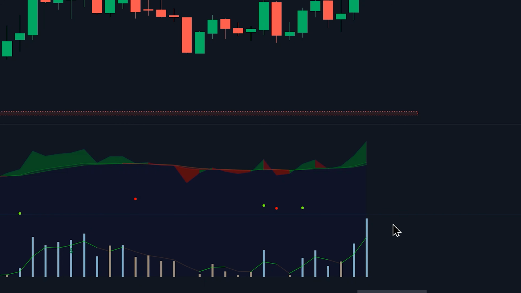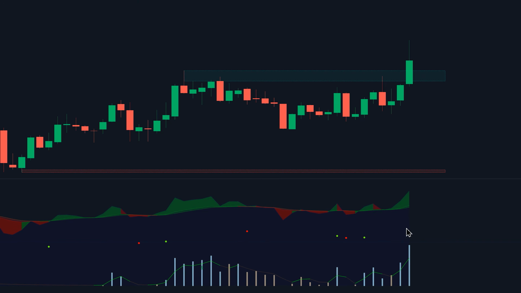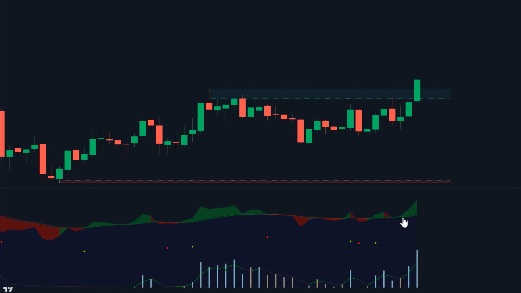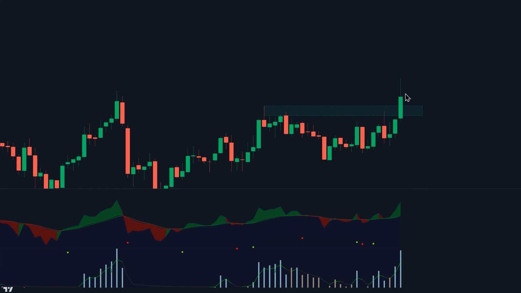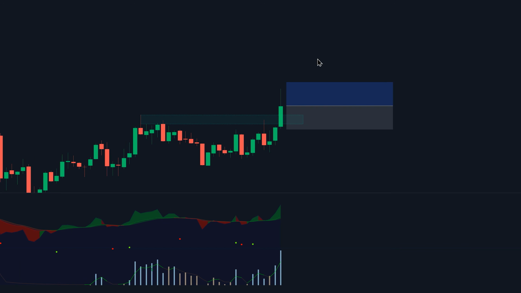Now, the last condition is to ensure that the hot money plot is colored green at the time of our entry. And as you can see here, yes, it is colored green. This indicates a strong bullish momentum in the market. We're going to take a long position here. The stop loss goes under the most recent swing low.